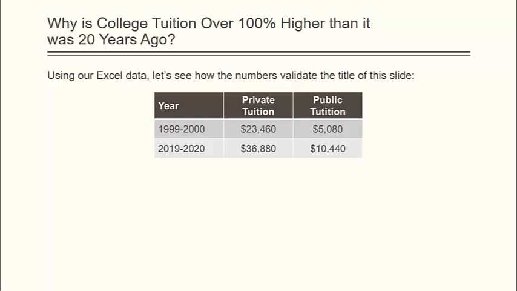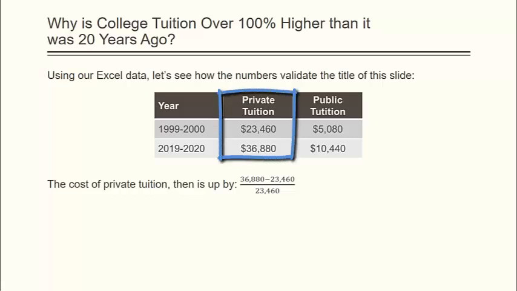All right, so why do we say that college tuition is over 100% higher than it was 20 years ago? Well, let's look at the change in private tuition. So the cost of private tuition, to figure out how much it's up by, we want to take the difference in the 20 years. How much has it changed in 20 years? So 36,880 minus 23,460, and then divide by that initial amount of 23,460. And when we do that, we see that the cost of private tuition is up by 57%. Now that's a big increase in 20 years, but it's not the 100% that is the title of the slide.